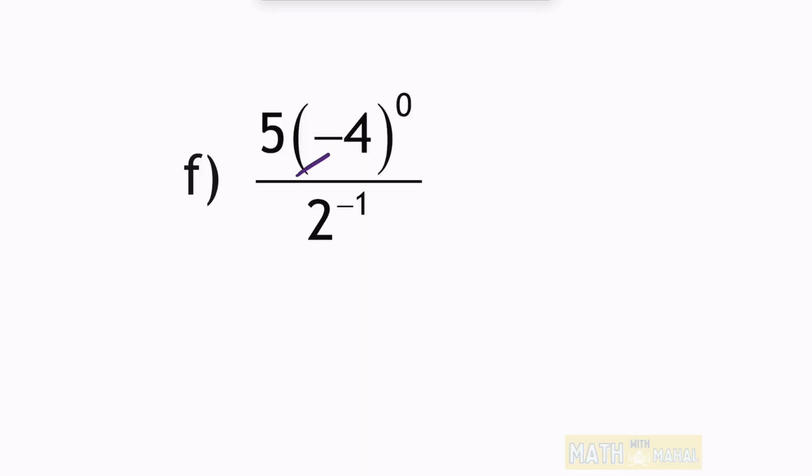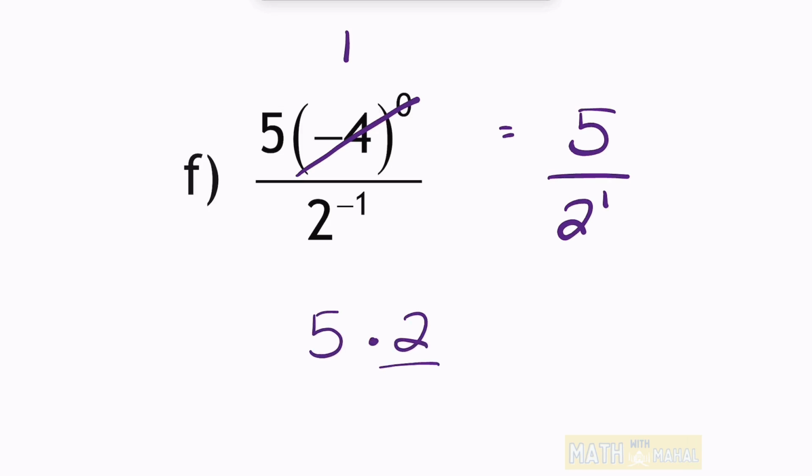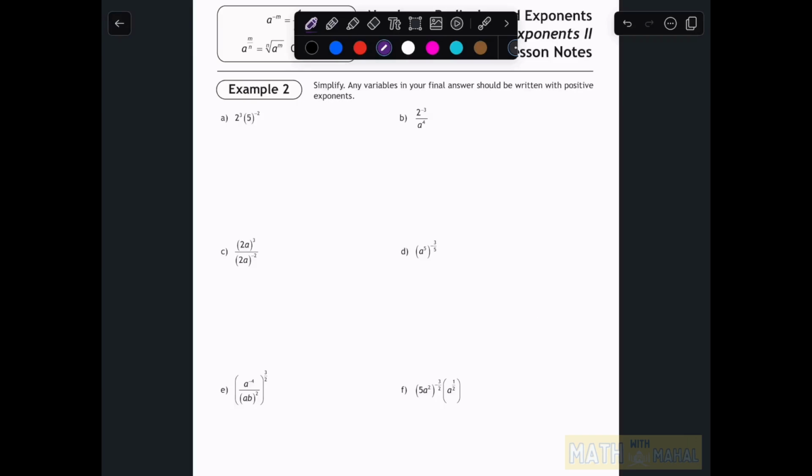All right, last one of these. This is kind of a fun one, if you will. So the first thing we know is anything to the power of 0 is going to become 1. That leaves me with 5 over 2 to the negative 1. I can go ahead and bring that up. So that's going to become 5 times 2 over 1, or 5 times 2, which is 10.